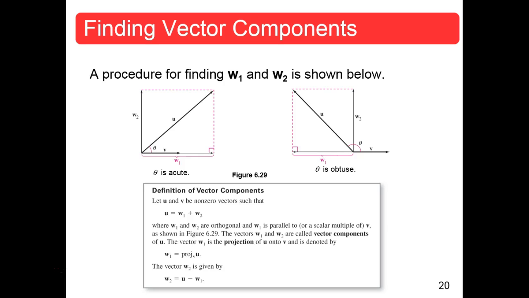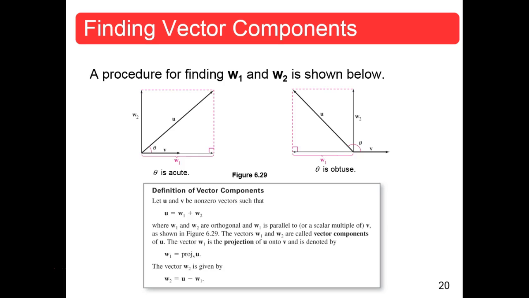The vectors W1 and W2 are called vector components of U. Obviously, if they're perpendicular to each other, then they can be components. I call them parallel component and perpendicular component, or whatever your ramp is. The vector W1 is the projection of U onto V. So if this was your weight downward, project that onto the bottom of the ramp, you might think that would be your W1. Okay? Projection of U onto V.